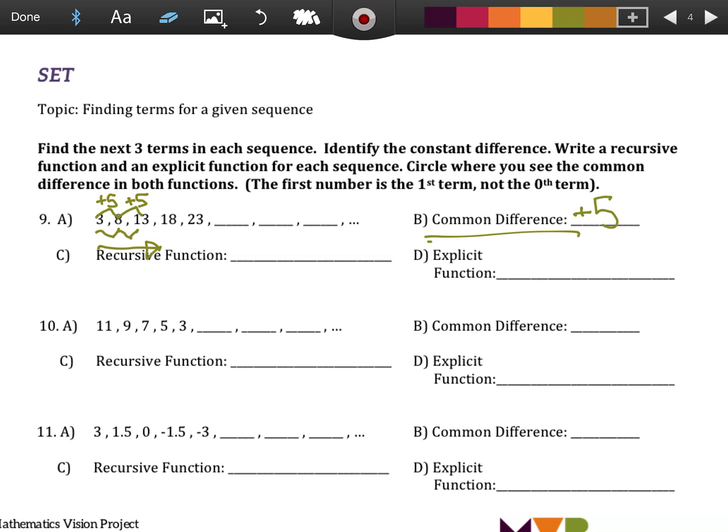So 23 plus 5 gets us 28. 28 plus 5 gets us 33. 33 plus 5 gets us 38. Feeling great.